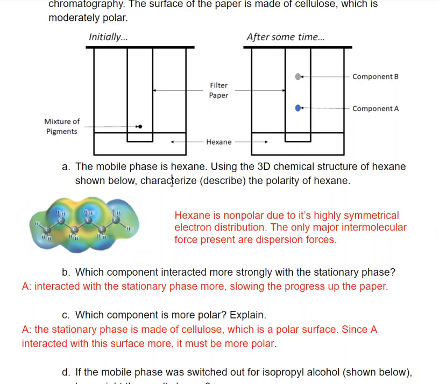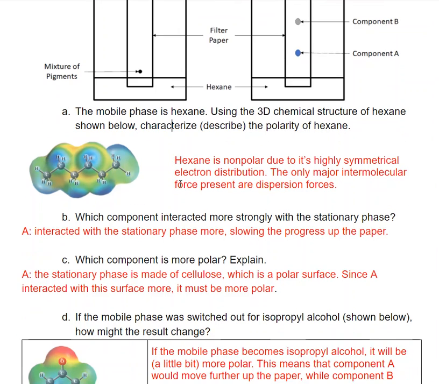So which component interacted more strongly with the stationary phase? That's going to be component A. So it interacted with the stationary phase more, which slowed its progress moving up the paper. So which component is more polar? Well, my stationary phase is polar and my mobile phase is nonpolar. So since component A interacted with my polar stationary phase, that would lead me to believe that A is more polar.